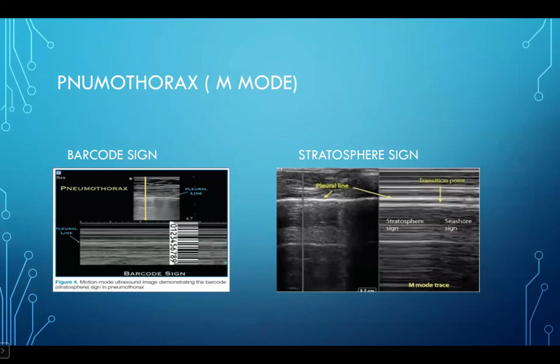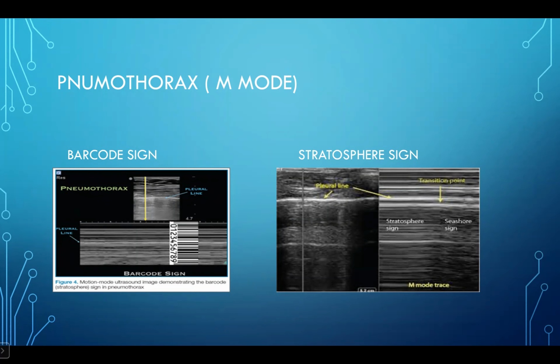Pneumothorax produces what's called the barcode sign or stratosphere sign in M mode, which represents the destruction of the normal lung anatomy as it appears in ultrasound.